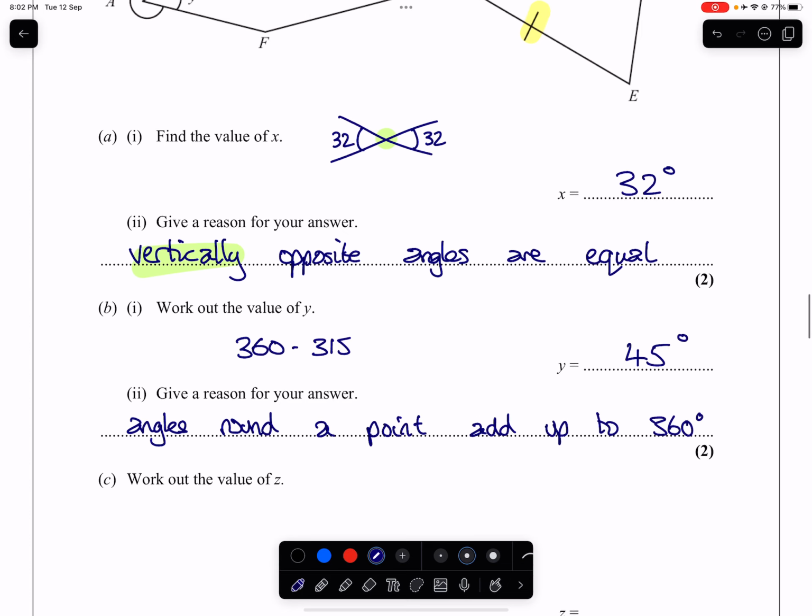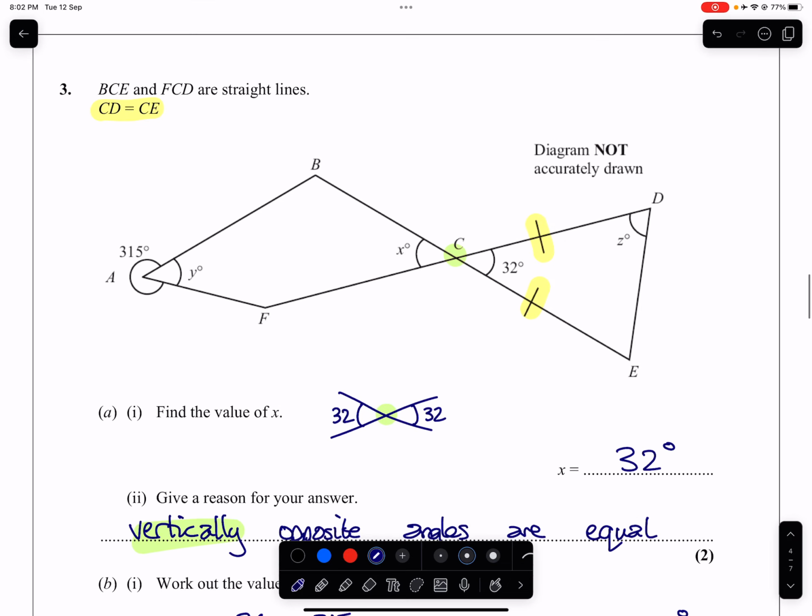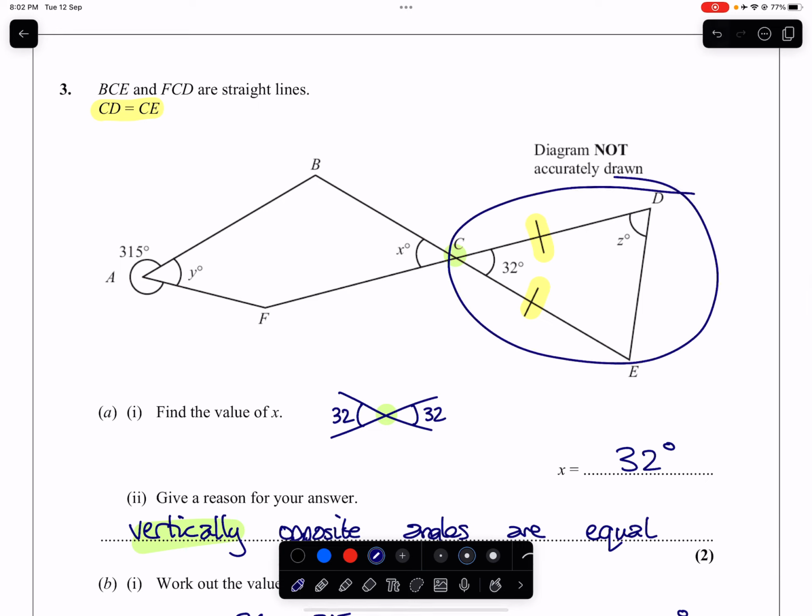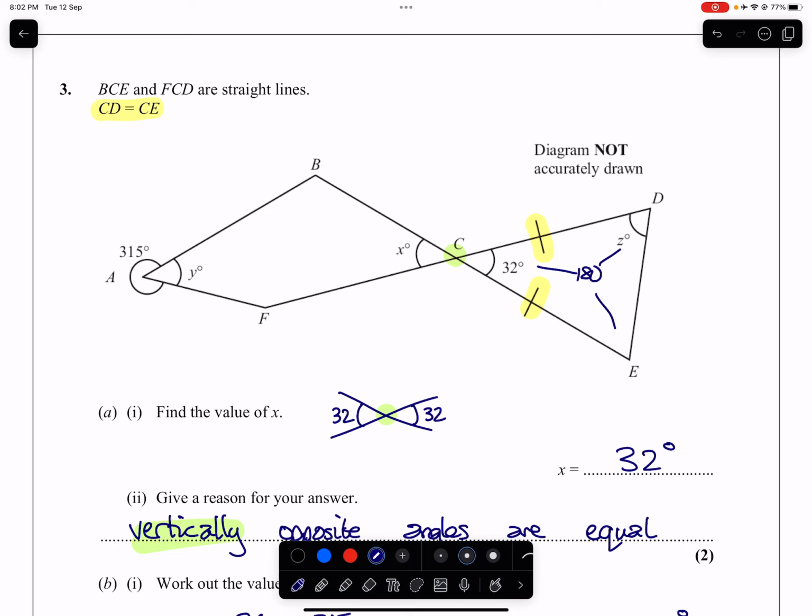Part C. Work out the value of z. So z is over here. It's part of this isosceles triangle there. So we know that all three of these angles are going to add up to 180 because it's a triangle. So we can start off by taking 32 away from that. That will give us 148.